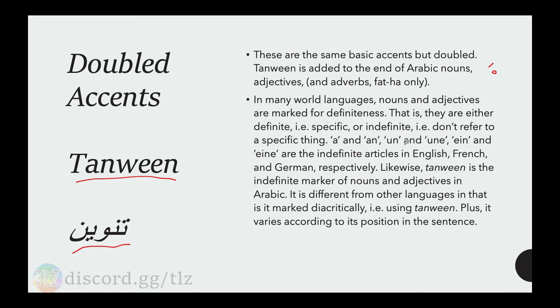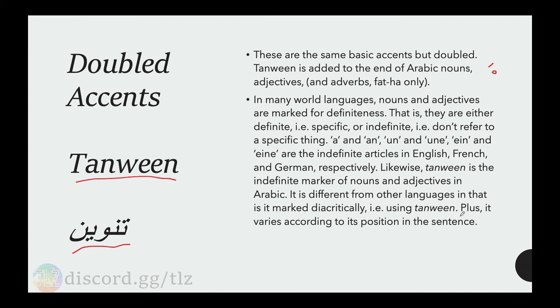And there are many other languages that have this, right? Like un in French, ein and eine in German, right? Tanween is also an indefinite marker of nouns and adjectives in Arabic, right? So in Arabic, we have one of those that refers to just a thing, just any of this thing. It's not a very specific thing. But the difference between Arabic and other languages is that in other languages, it is marked using a letter or a word, right? But in Arabic, it's just marked using an accent, by using tanween.